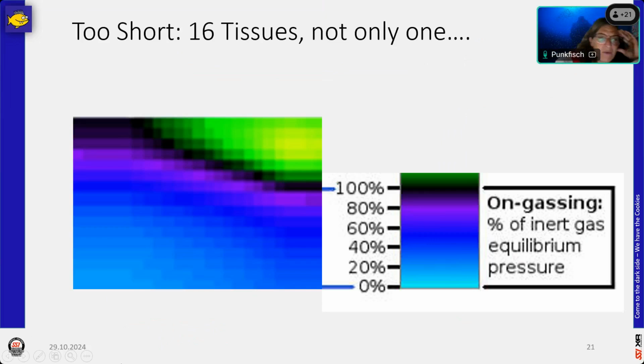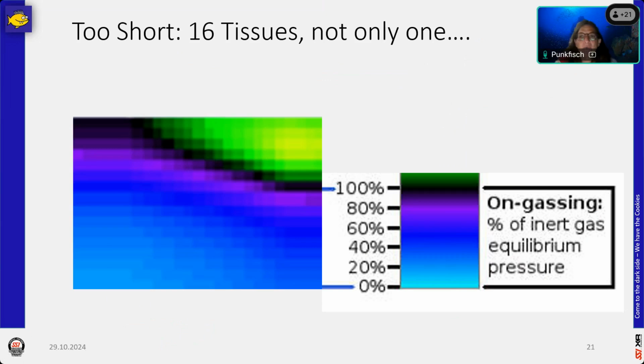Now, we have seen this plot, and we are talking about one tissue, but I only want to mention as well that it is always more than only one tissue. We have 16 in the model and an infinite number of tissues in our body. So this plot is really kind of limited, and this is why there are other forms to present tissue saturation.